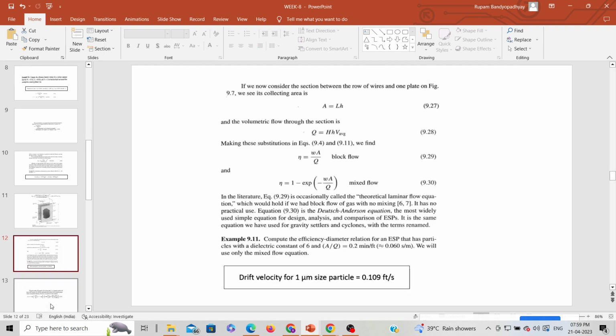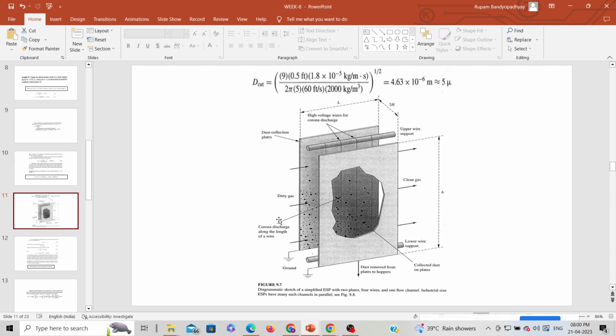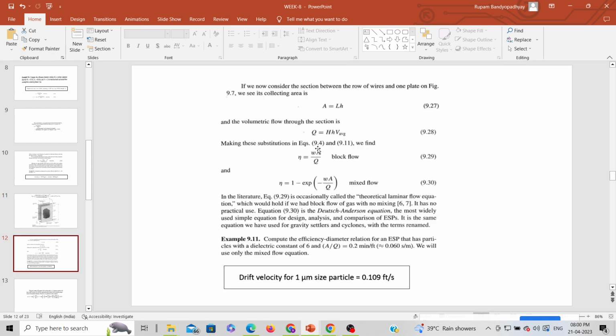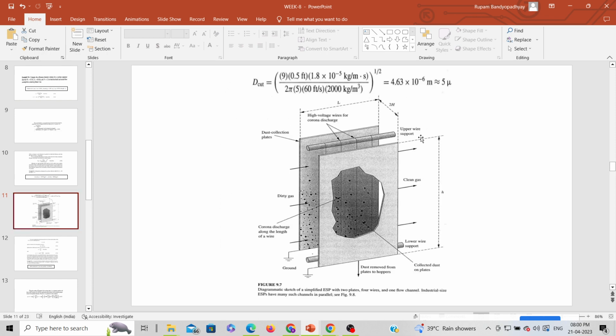Okay, so in this case, in an electrostatic precipitator, the removal efficiency you can get from this equation: eta is equal to 1 minus exponential of minus W into A by Q. A is the collection area, so the area of each plate.